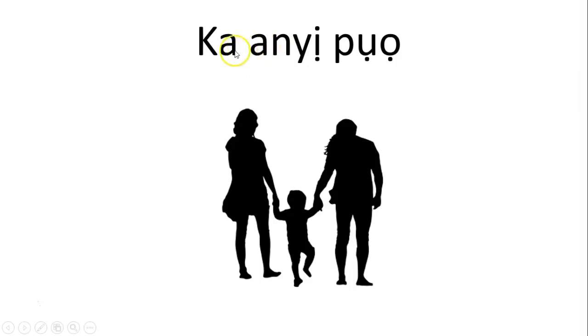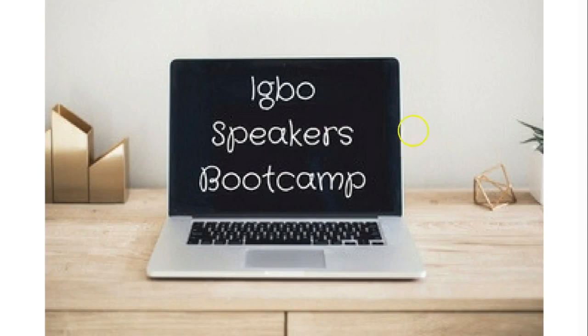Okay? So you've learnt it. What sentence you can use with your kids today when you want to take them out. Ka anyị pụọ, or your niece or your nephew. Okay? Ka anyị pụọ. Alright.